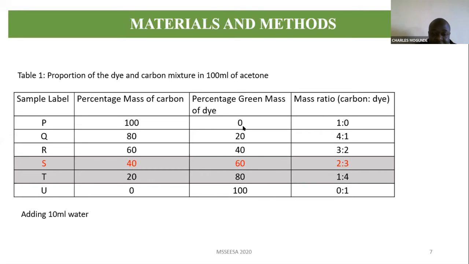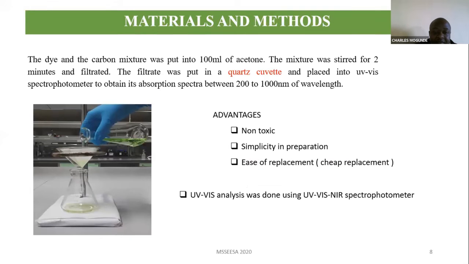After mixing was done, they were all put into 100 ml of acetone, and also 5 ml of water was added, and they were put in a UV spectrophotometer for analysis between 200 and 1000 nanometers. The advantages of this: the procedure is non-toxic, even the reagents used. There is simplicity in preparation and ease of replacement. You can replace these materials, these types of grasses, easily. Next slide, 9.